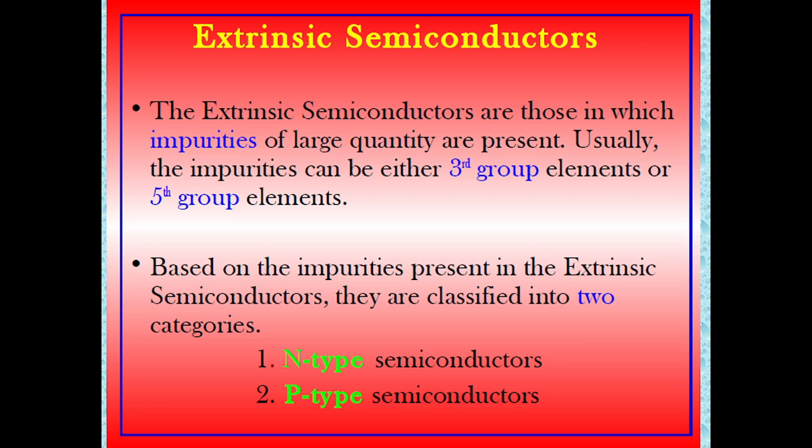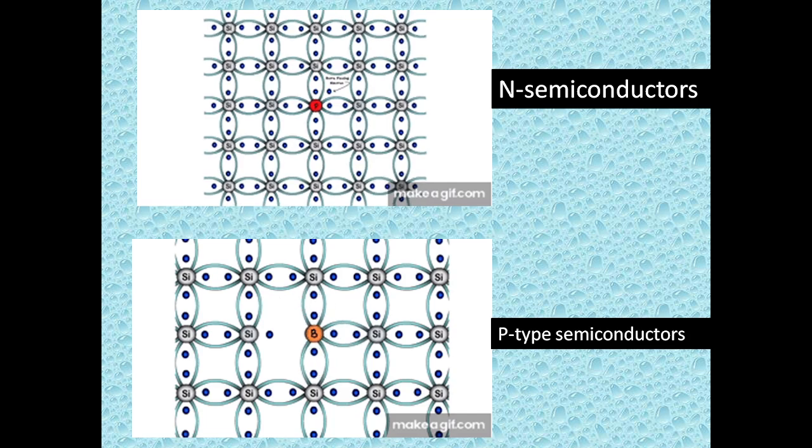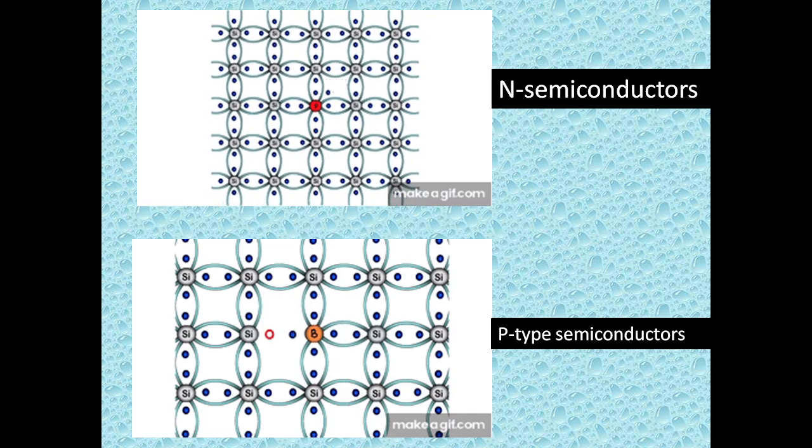The extrinsic semiconductors are those in which impurities of large quantities are present. Usually the impurities can be either third group elements or fifth group elements. Based on the impurities present in the extrinsic semiconductors, they are classified into two categories: one is n-type semiconductor, another one is p-type semiconductor. This is the diagram which explains the n-type and p-type semiconductor.